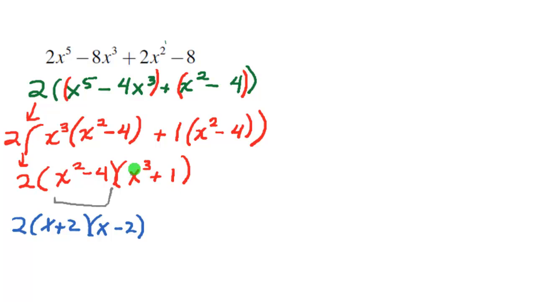Now this binomial here is up to whatever class you are in. In the class that's following these videos, we are not going to do this type of binomial. This is called the sum of 2 cubes. So we would stop here.